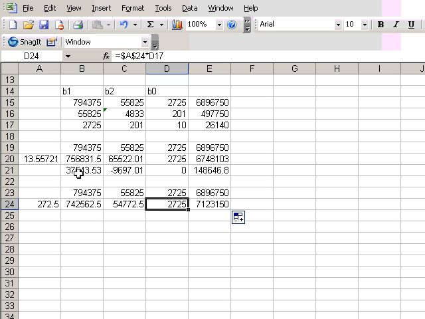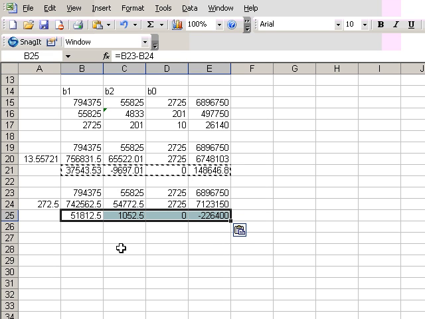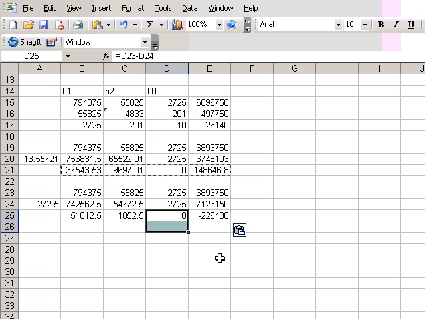So now I will do the same thing I did before. I'll copy this row and paste it here, and since referencing in Excel is relative, basically what I'm doing is subtracting this value from this value, this value from this value, and so on. And you'll see that I again have a 0 in the B0 position. I now have two equations with two unknowns. B1 times this value plus B2 times this value equals this value. And B1 times this value plus B2 times this value equals this value.